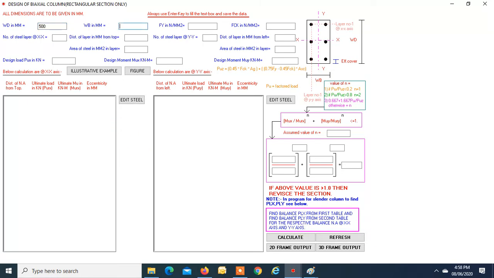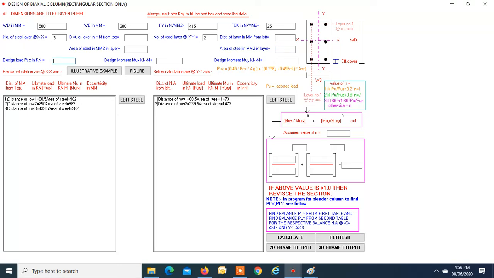500 is D, 300 is B, phi is 25, layers of steel is 3, first layer is at 3.5 from the edge, area of steel is 982, second layer is at 250, area of steel is 982, third layer is at 439.5, area of steel is 982. Layers of steel about Y, first layer is at 60.5, area of steel is 1473, second layer is at 239.5, and area of steel is 1473.